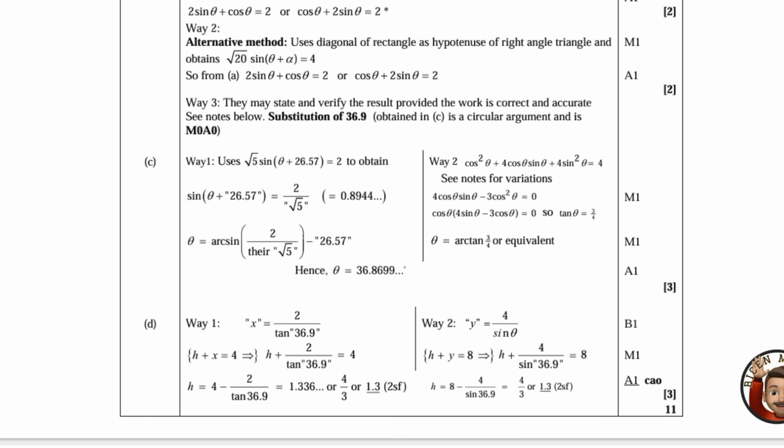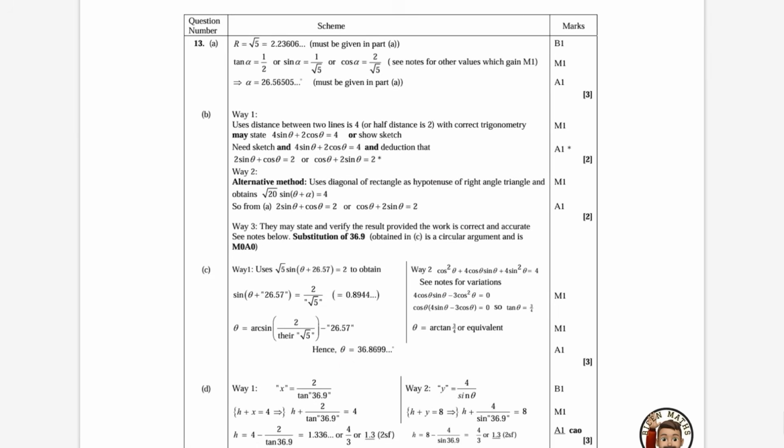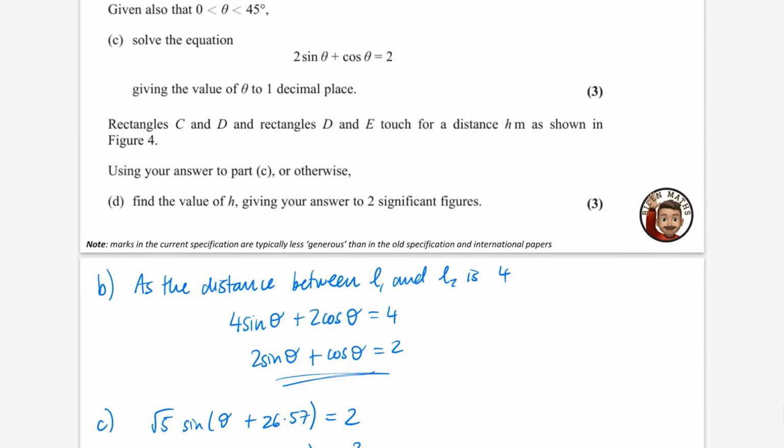Okay, so I wonder if there's any other things I need to mention on that. I don't think so. There are lots of different ways of doing this. It was just, I think, an intimidating question because of that diagram.